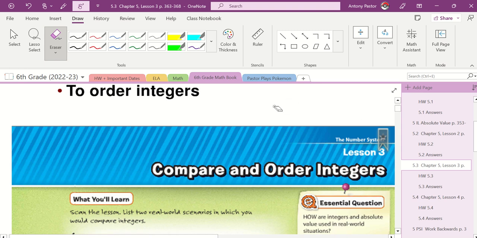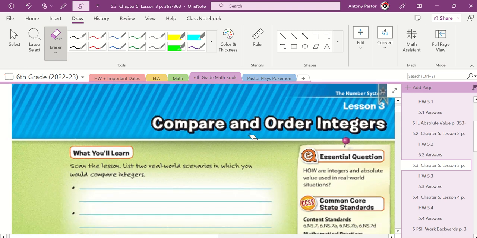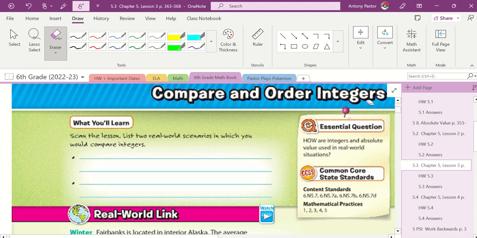Welcome to Math with Mr. P. Today we are doing 6th grade math, chapter 5, lesson 3. Today we are comparing and ordering integers.